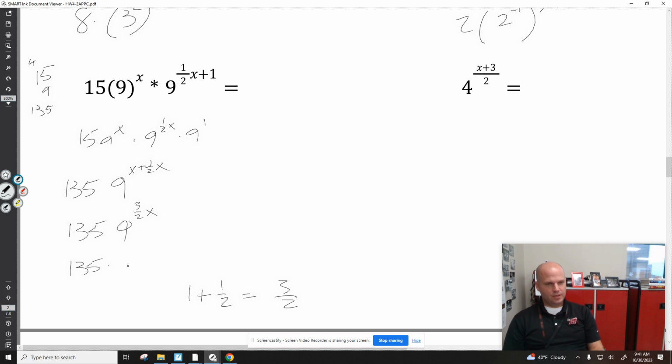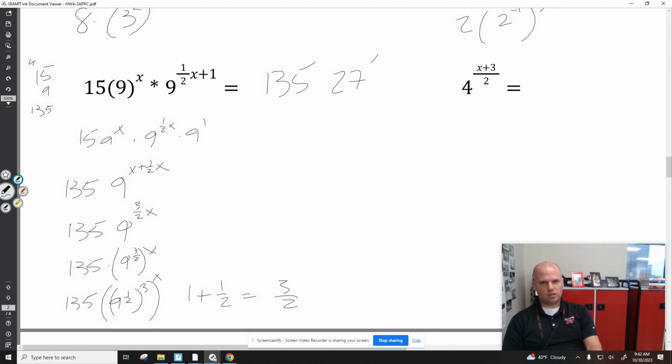9 to the 3 halves. Don't want that. 9 to the 3 halves. I need to evaluate to the x. The square root of 9 is 3. 3 cubed is 27. Again, we rewrite this as 9 to the 1/2 cubed to the x. So I get 135 times 27 to the x.